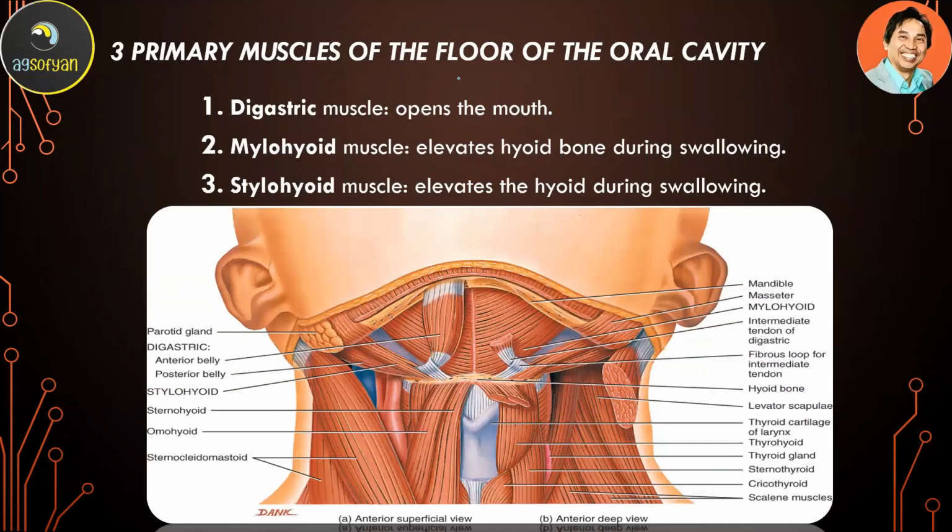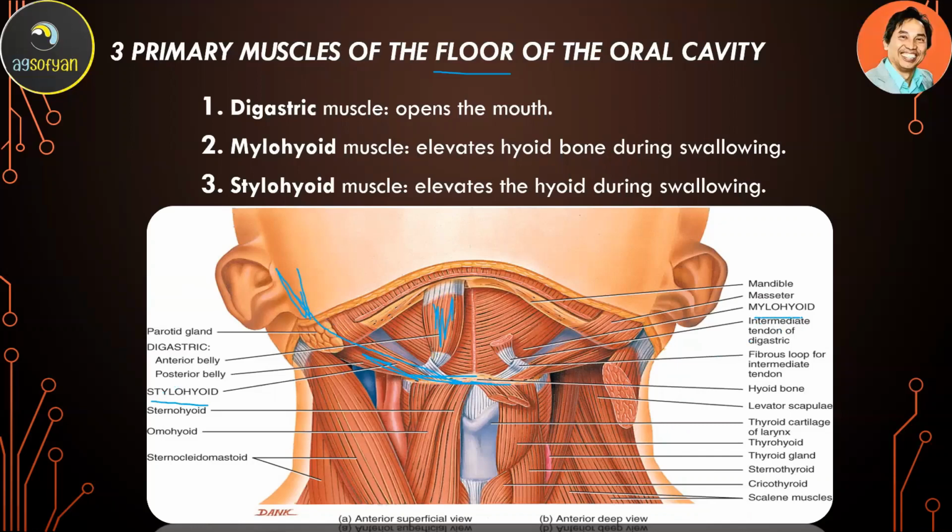The muscles in the floor of the oral cavity: digastric muscles, these muscles over here. And there is a stylohyoid muscle. As the name tells you, it connects the styloid process and the hyoid bone over here, crossing from styloid to the hyoid bone.